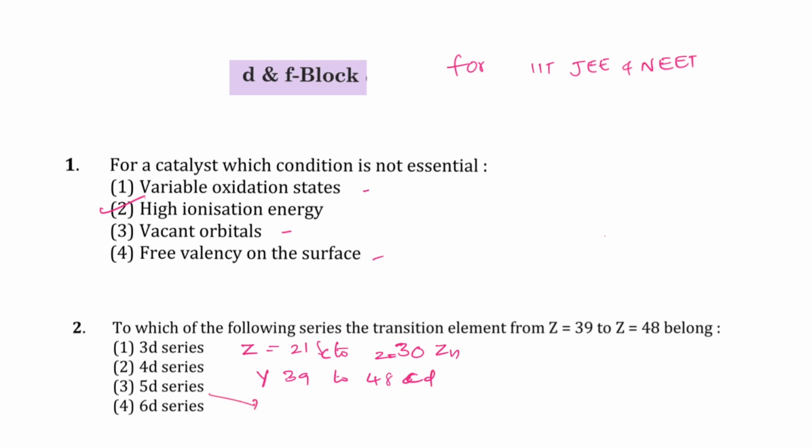Now the 5d series. In the 5d series, the elements are lanthanum, 57, to mercury. Then the 6d series starts with actinium, 89, to atomic number 112, which I think may be Cn. So according to the question, 39 to 48 is the 4d series.